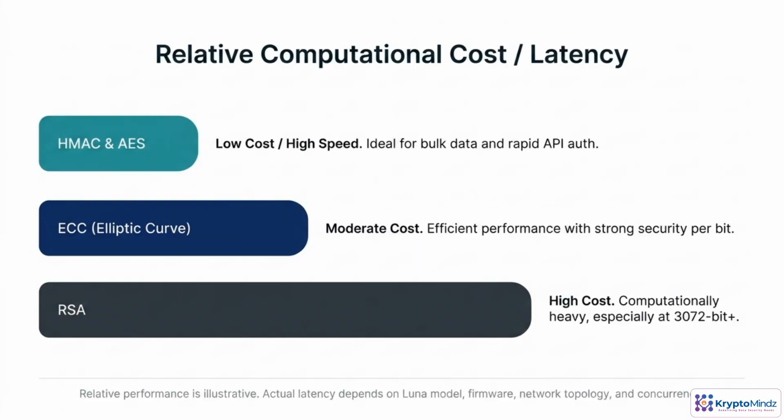When you choose key types, you're really choosing a performance profile. Symmetric algorithms like AES and HMAC are the cheapest and fastest, so they're perfect for bulk encryption and high-throughput authentication. Asymmetric operations cost more. ECC signatures give strong security with moderate latency. RSA, especially with large key sizes, is the most expensive. Always validate these relative costs with benchmarks on your actual HSMs and workload patterns.